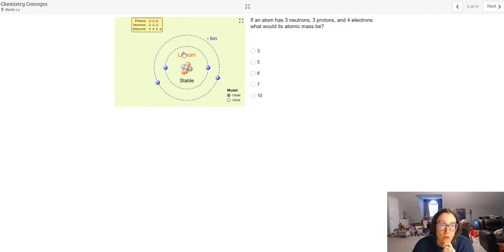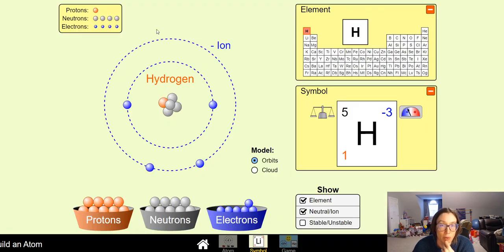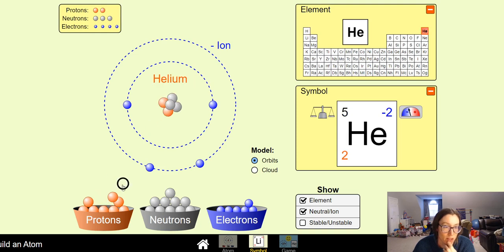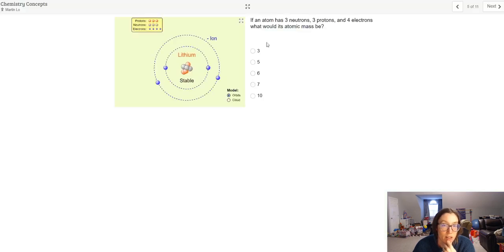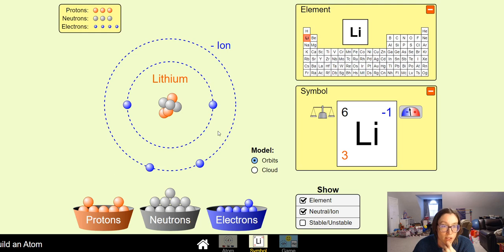All right, so now if we build this atom, lithium over here, if an atom has 3 neutrons, 3 protons, and 4 electrons, what would its atomic mass be? We can go ahead here and build it. We have 3 neutrons, and we can see up here how many there are. If we have 3 protons and 4 electrons, so let's see, 1, 2, and we have 4 electrons here. So this is what we have to build.